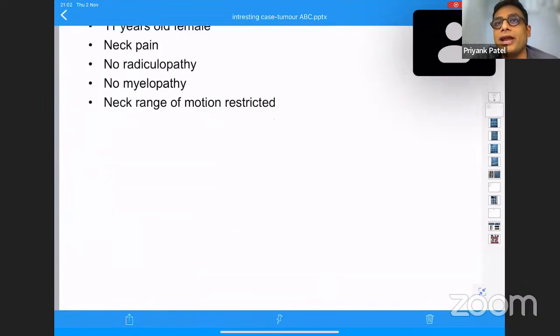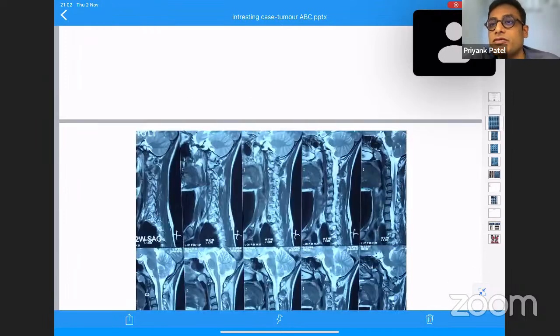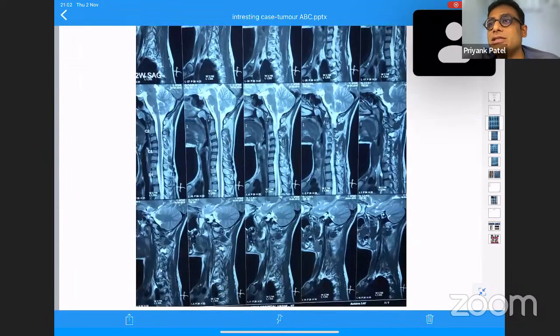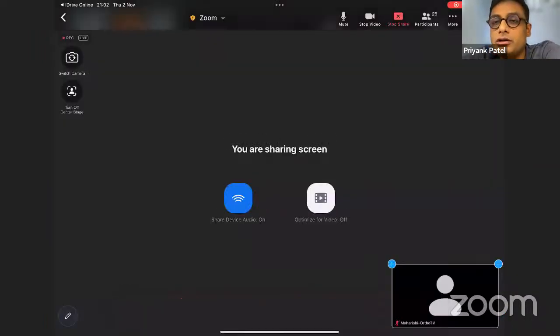So fine. So here we have this 11-year-old female who has come to us with neck pain. She has no radiculopathy, no myelopathy. On examination, her neck range of motion is restricted. That's the only positive finding. And that's the MRI of this patient. Anyone want to volunteer?